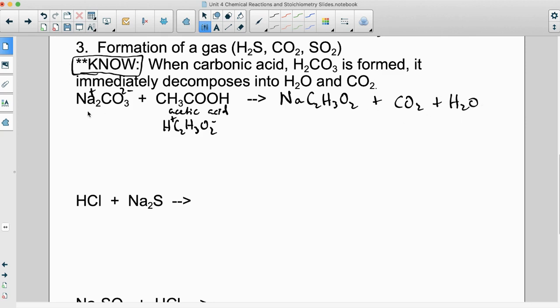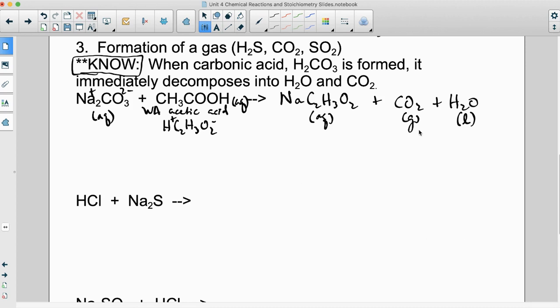So here, this is a group 1 soluble salt. This is aqueous, completely dissociates. This acetic acid is a weak acid. We will work more on this later, but this weak acid, it's aqueous but will not dissociate. This is a group 1 salt that will completely dissociate. CO2 is a gas, H2O is a liquid.